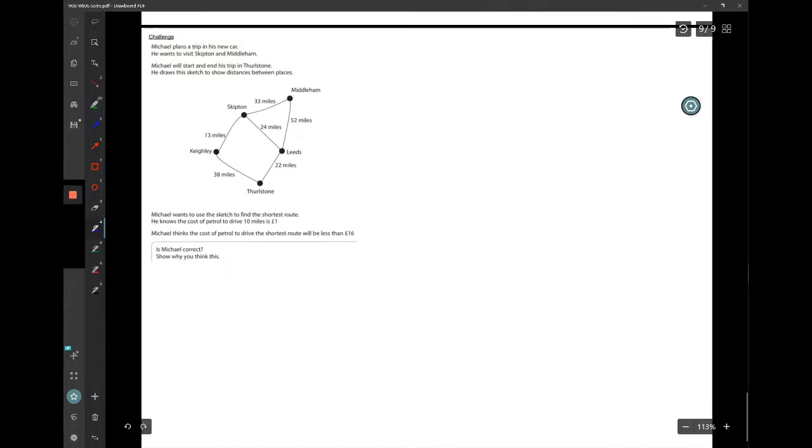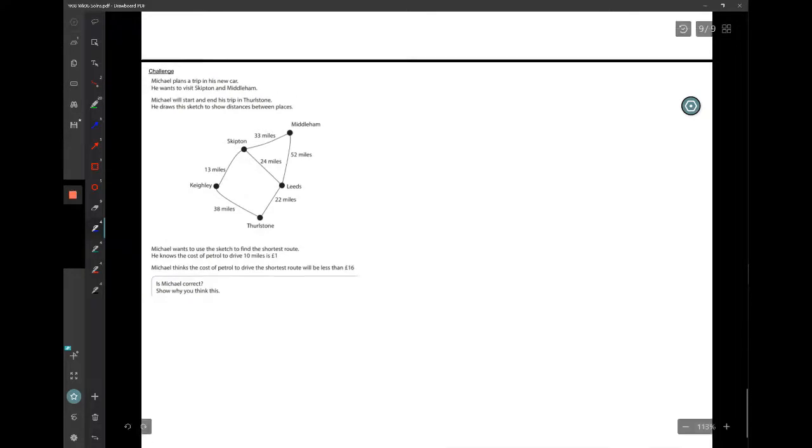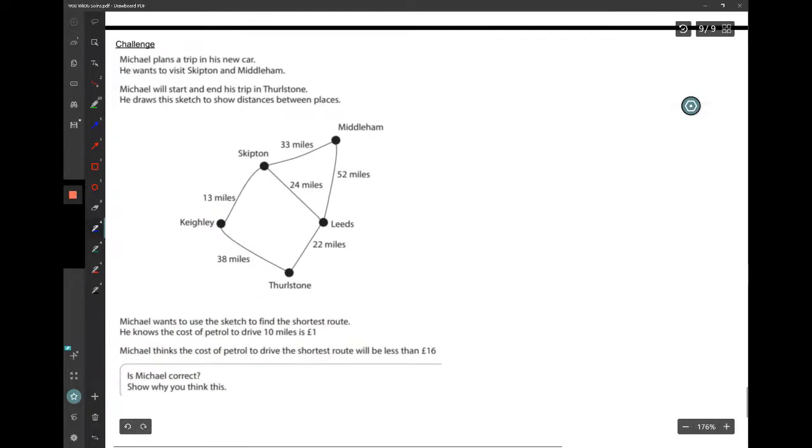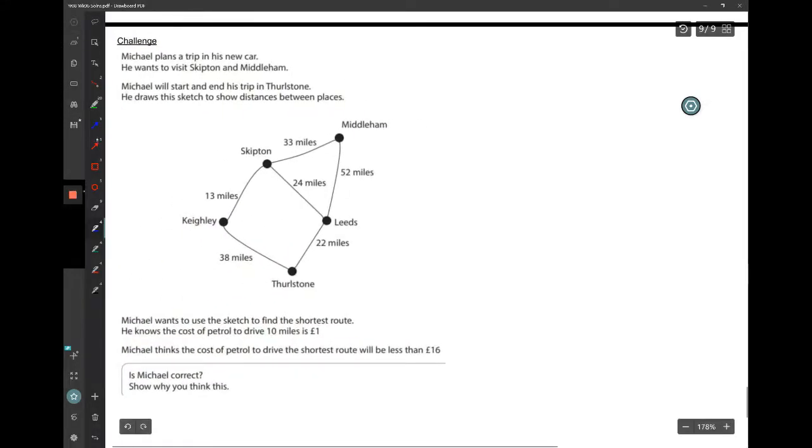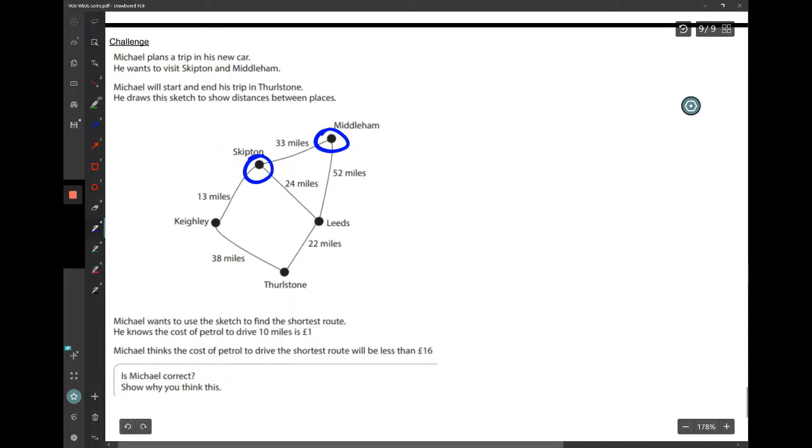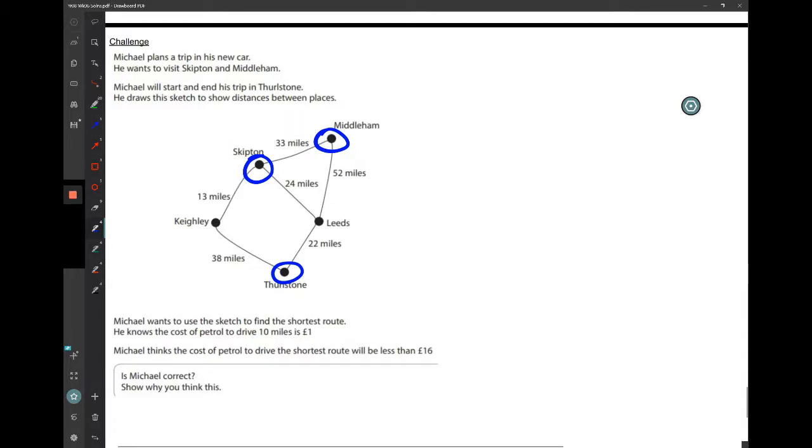Okay, last question. Michael plans a trip in his new car. He wants to visit Skipton and Middleham. Michael will start and end his trip in Thurleston. So this is his start and finish point here. He draws a sketch to show his places. He wants to use the sketch to find the shortest route. He knows the cost of petrol to drive 10 miles is £1.